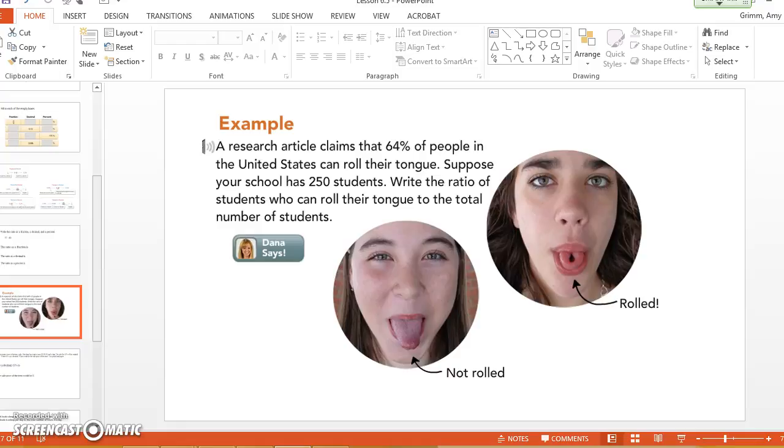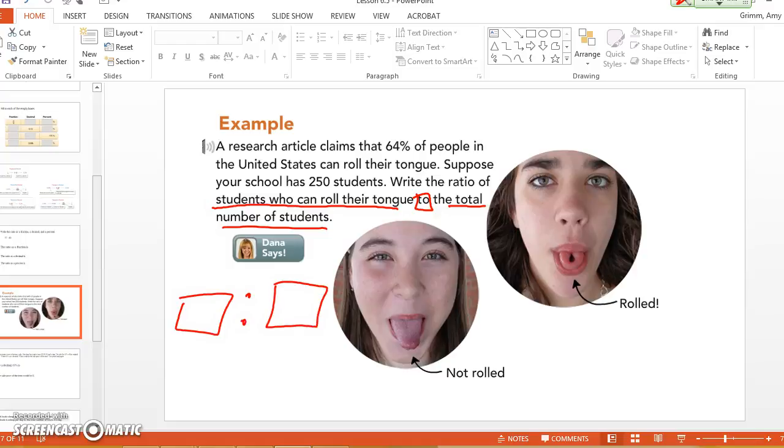A ratio is comparing two things, so they have to be the same units. In this case, we're talking about people and people, we're talking about students. Here is that magic word "to." Remember that unit we said we always look for the magic word "to"? The first thing they want is the number of students who can roll their tongue to the total number of students. So we need a number, dot, dot, a number.